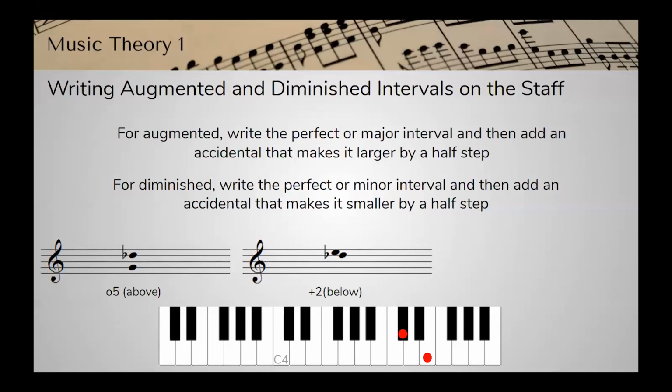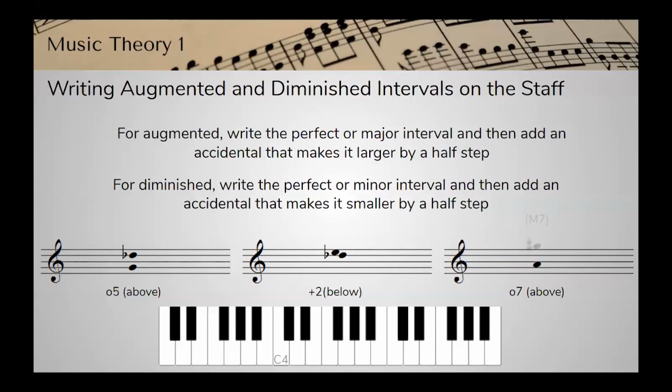All right, one more example here. Okay, we have the note A here. We want to try to write a diminished seventh above this A. So I know that if I add a G sharp, that's going to be a major seventh, right? Which is not what we want. But we can look at that on the piano to see where that's at. So that's a major seventh there.